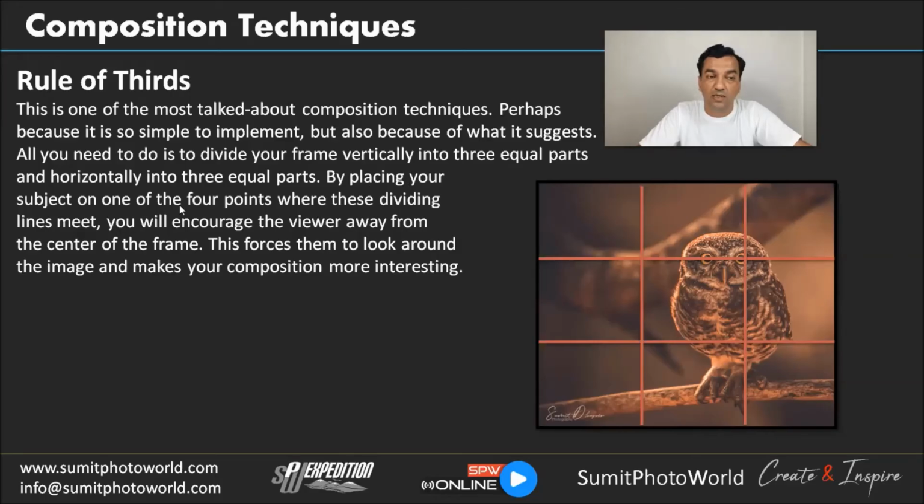By placing the subject on one of the four focal points where these dividing lines meet, called intersection points, you will encourage the viewer away from the center of the frame. So the viewer will not be looking at the center of the frame. They will try to find the subject around its intersection point. It's scientifically proven that whenever we are viewing an image, we try to find interesting things around those intersection points.